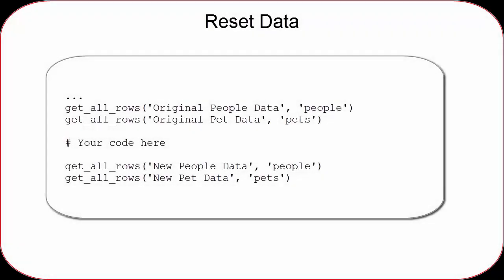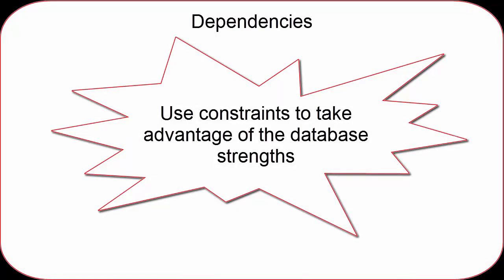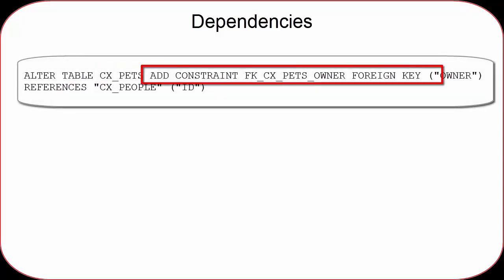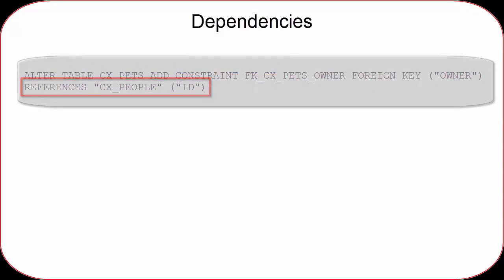We're going to reset the data and change the boilerplate so that we can display both the people and the pet data. If you're using integrity constraints in your database, and of course you are because then you let the database do some of the heavy lifting for you, you'll sometimes need to change the way you process your changes. In our database design, we have a foreign key constraint on CX pets, which ensures that if a pet has an owner, that owner actually exists.